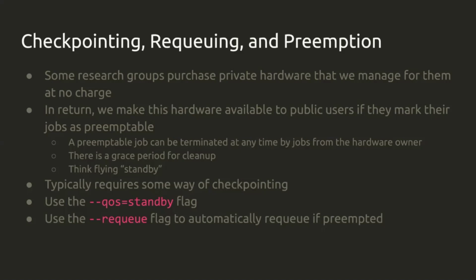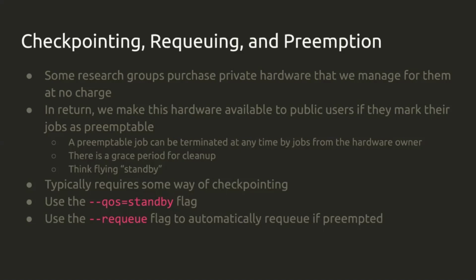Think about it like flying standby at an airline. A preemptible job can be terminated at any time and theoretically for any reason, but most of the time it's because a job from the hardware owner has a need for the resources that you're using. There's a slight grace period for cleanup. We'll talk about that in just a second. And because preemptible jobs can get canceled whenever, we usually need to use some method of checkpointing where we're saving work periodically, and so we can resume work based on some context.